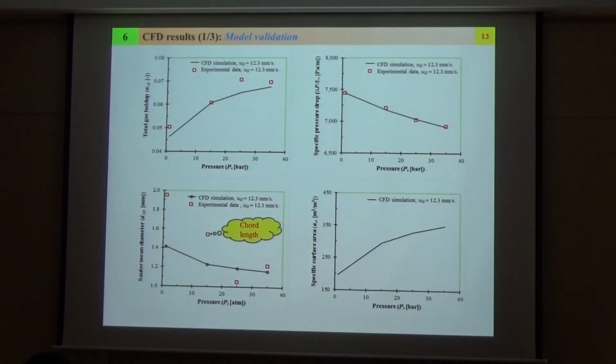Now I would like to show you some CFD results. This is the model validation. You can see right here that the total gas holdup and specific pressure drop agree with our experimental data. However, the Sauter mean diameter is under-predicted compared with our experimental data, and the trend of the Sauter mean diameter is between the input thresholds while the specific pressure drop is accurate.